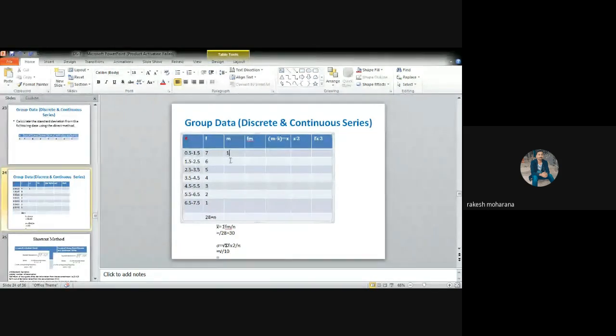Good. The next one, 1.5 plus 2 whole divided by 2. There is no need to calculate the class intervals. After that you calculate f into m, that means mid value into frequency. 7 into 1, that equals 7. 5 into 3, that is 15. 4 into 4, that is 16. Next one is 3 into 2, that is 6. 1 into 7, that is 7.